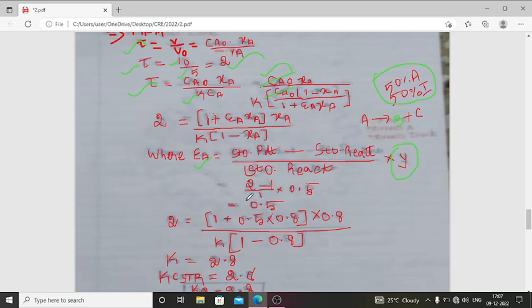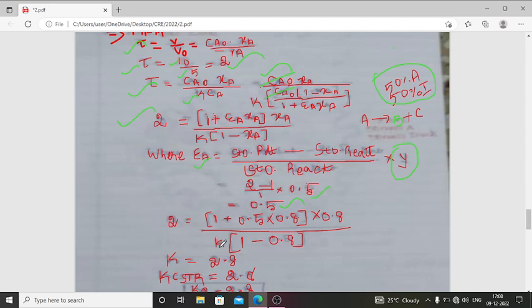2 minus 1 divided by 1 into Y, and Y is 50% inerts to the reactor, so that is 0.5. So 2 minus 1 by 1 into 0.5 is equal to 0.5. Epsilon A value is 0.5. So see this expression: 2 is equal to the numerator part, 1 plus epsilon A which is 0.5, into Xa which is 0.8. Xa is given; refer to this problem, 80% conversion.